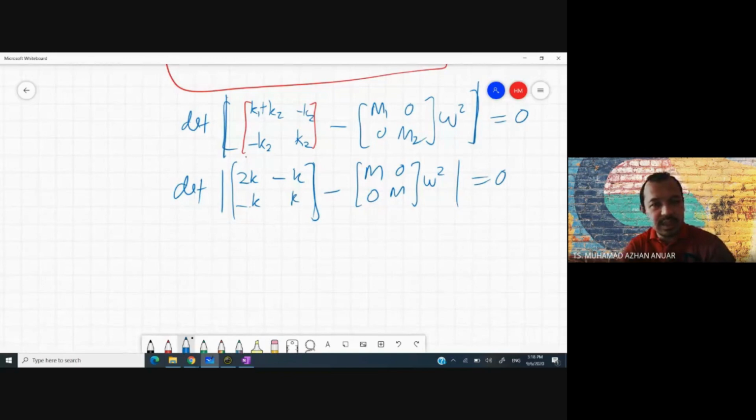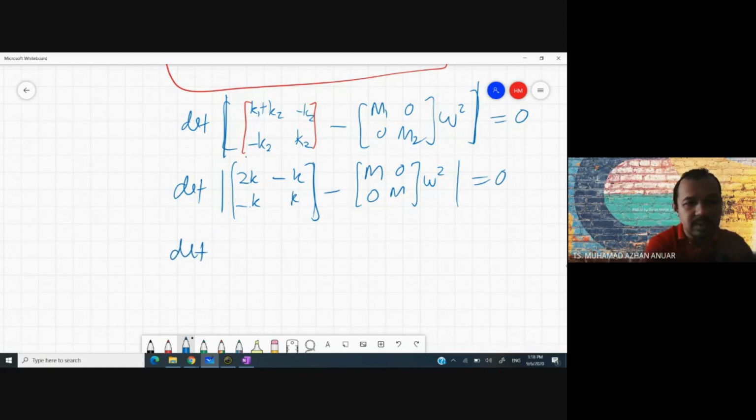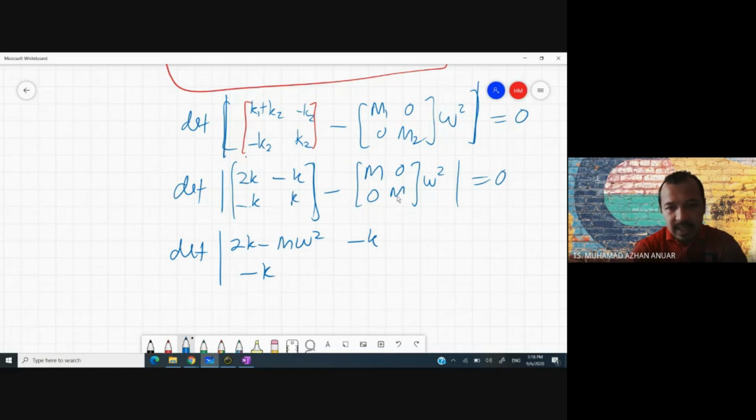So this is very straightforward to solve. The first term you solve with the first term, second term with the second term, third term with the third term, and fourth term with the fourth term. So what you should get here is the determinant of 2K minus M multiplied by omega square. Then this one is minus K minus 0, 0 multiplied by 0, so you get minus K there. And then minus K minus 0, you get minus K there. And then K minus M omega square.